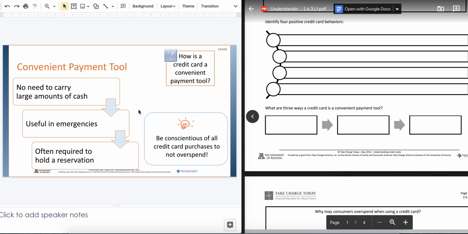So some ways that we can have a credit card be a convenient payment tool: it reduces our need to carry large amounts of cash. People aren't often carrying $100, $200, $300 of cash anymore because they have the ability to use a debit or a credit card pretty much anywhere that they are right now.